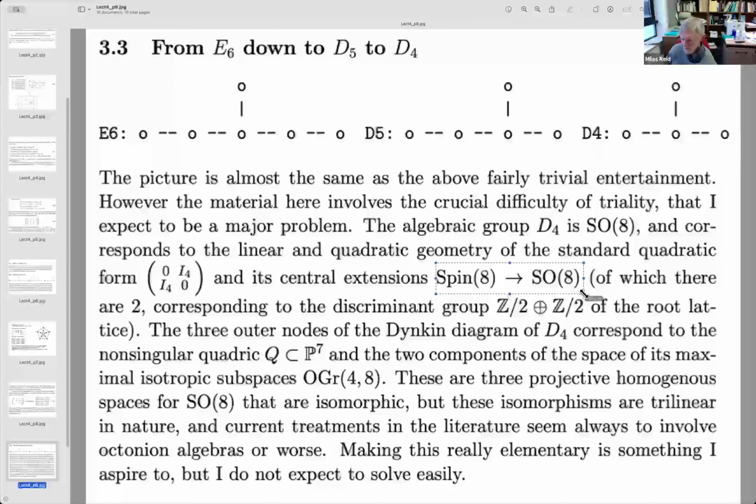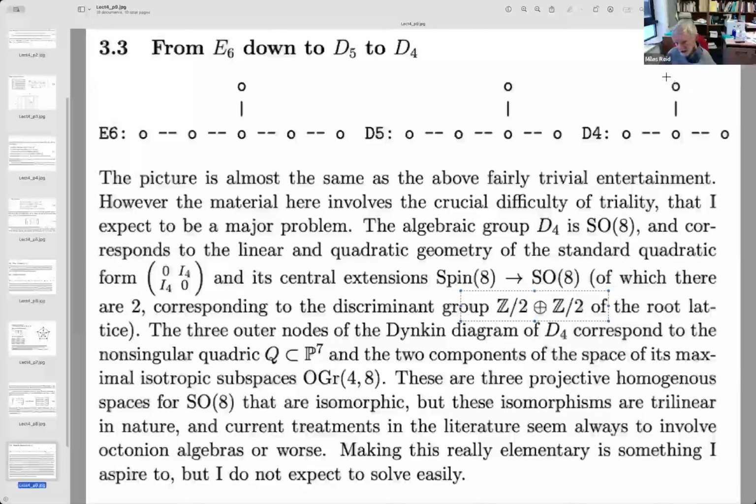If I take all of these spin double covers, I get a covering which is a Z2 plus Z2 central extension, and Z2 plus Z2 also has threefold symmetry, right? The three nonzero elements 0 1, 1 0 and 1 1 are permuted by an automorphism.